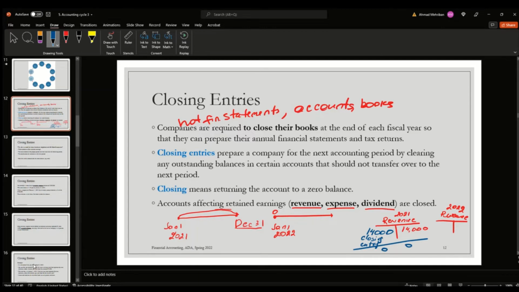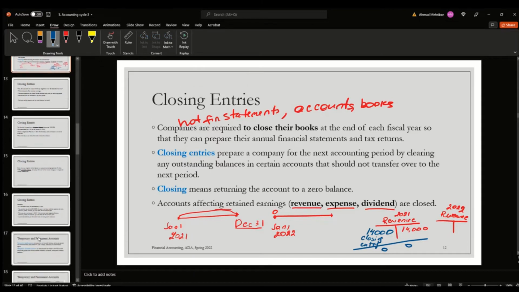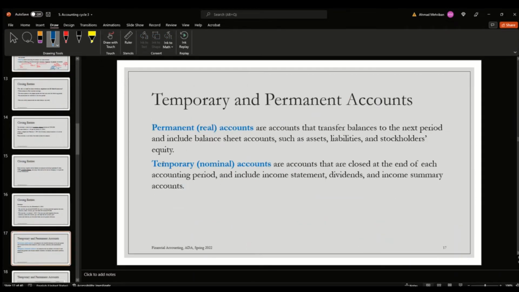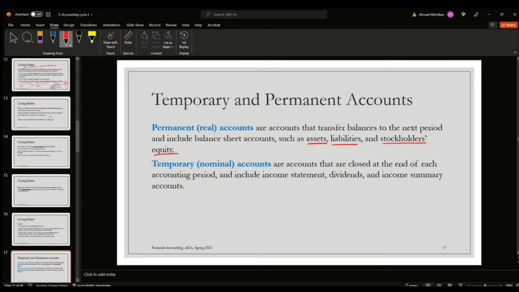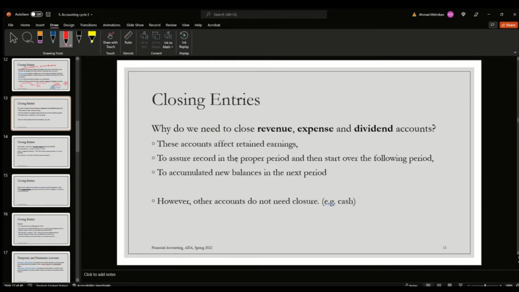Let me just show you here. So these revenue, expense, and dividends accounts are temporary or nominal accounts, but we also have real or permanent accounts which don't get closed, and those accounts are assets, liabilities, and equity because they are there regardless of the fact that the new year has started. The assets that you own are still in your account, in your stock, and so on. So let's look at it very briefly.